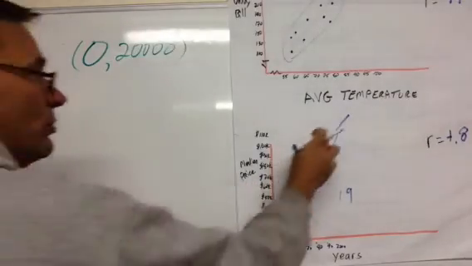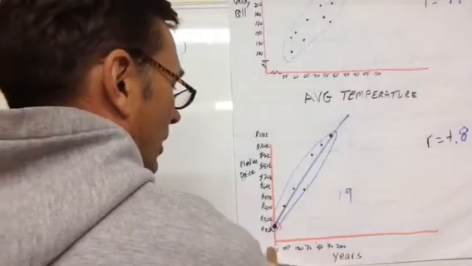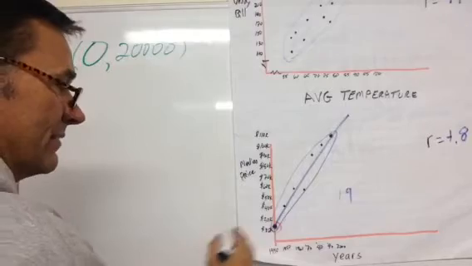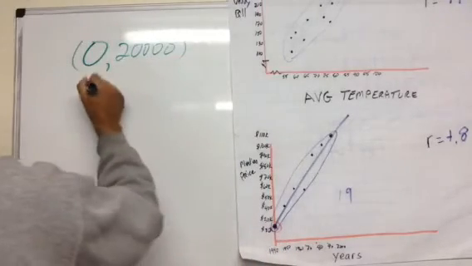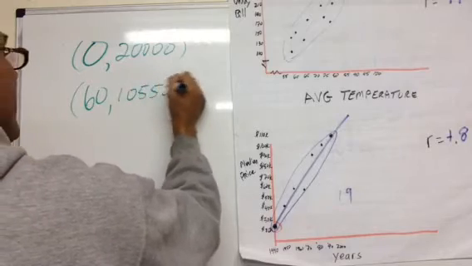The next point we used was over here. This was the year 2000, but it was 60 years since the year 1940. Again, this is since 1940. So 60 years later, and we're at 105,500.